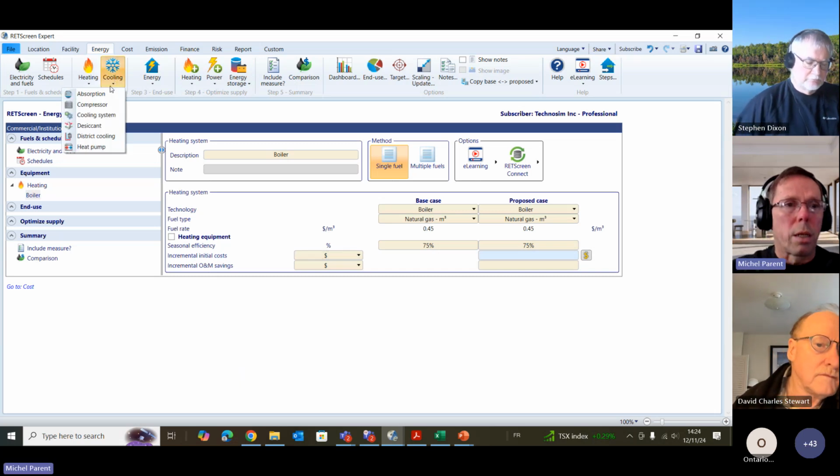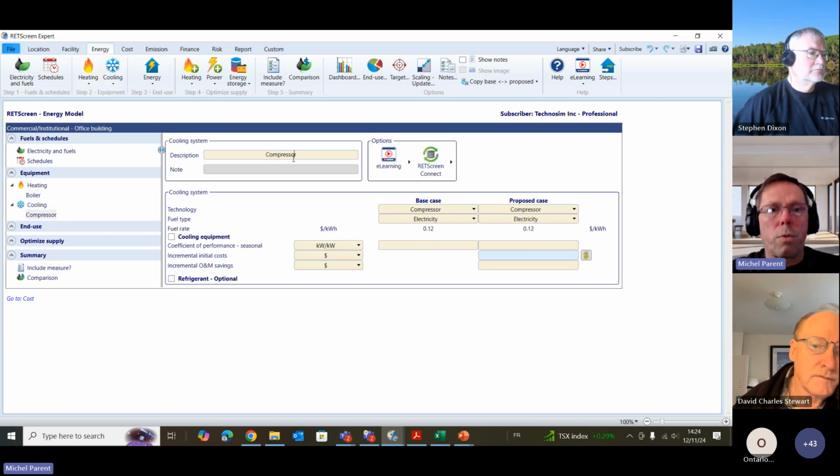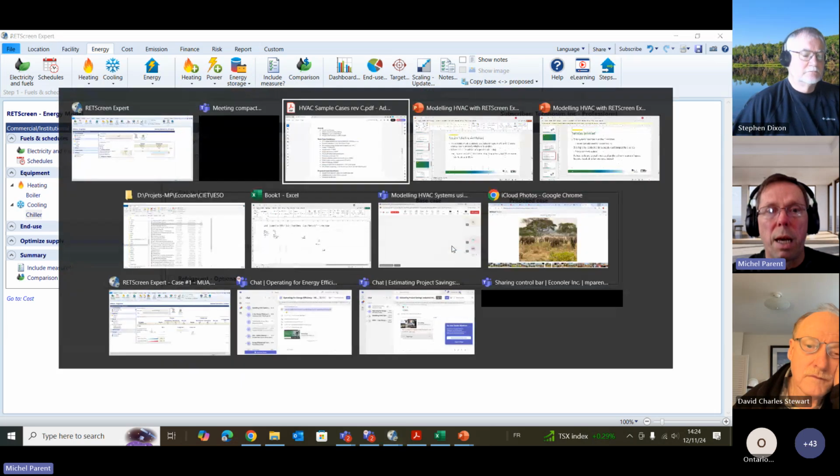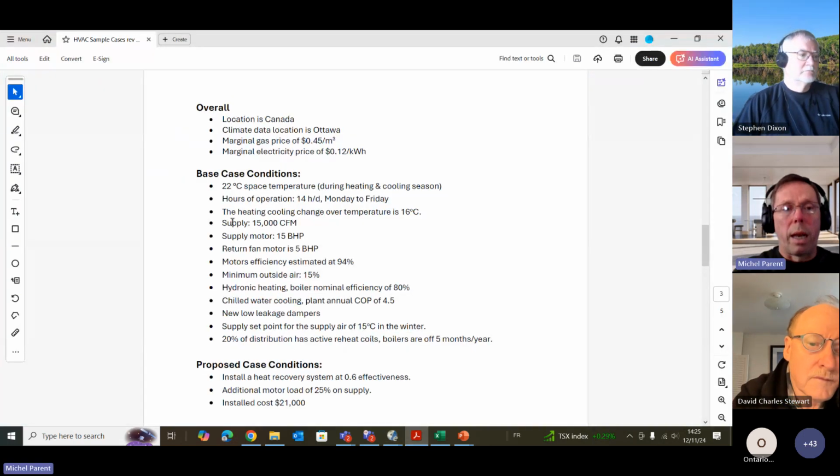We have cooling done with a chiller, but a chiller is really just a compressor. So I'm going to call that chiller. And the chiller has an annual COP of 4.5. So I'm not derating or uprating that efficiency. I'm entering it as is, 4.5. Now, we will now define our ventilation system, which is 15,000 CFM.